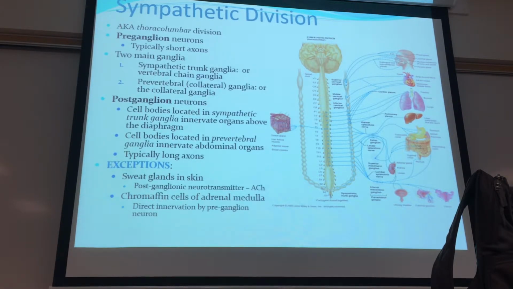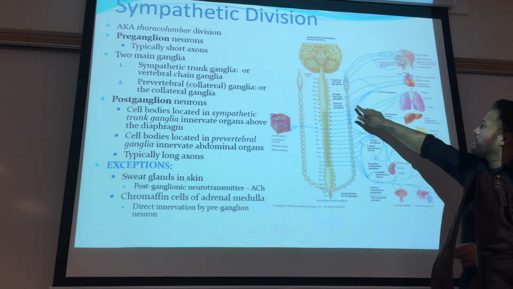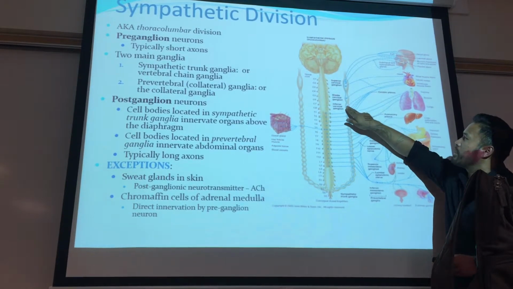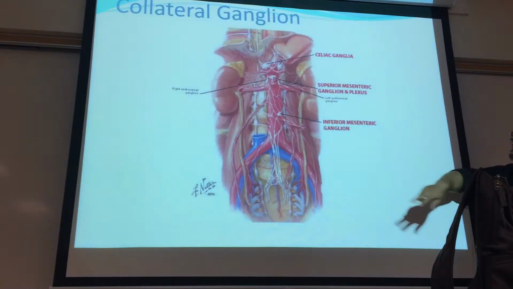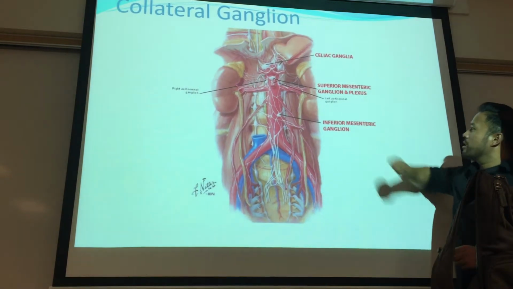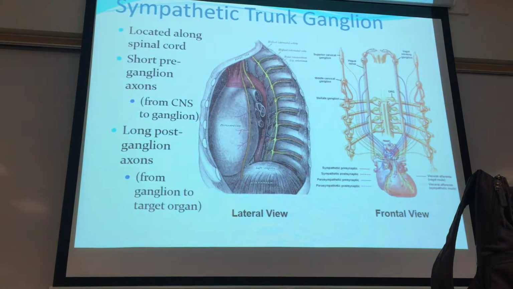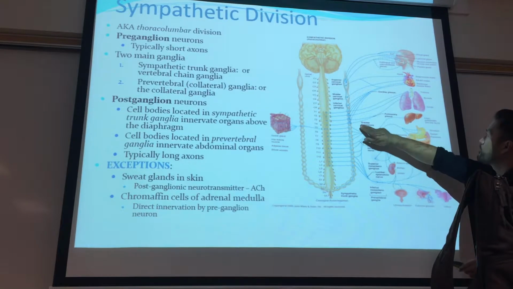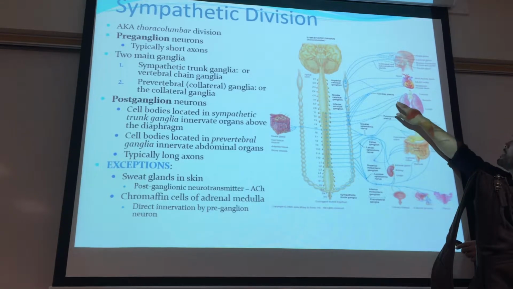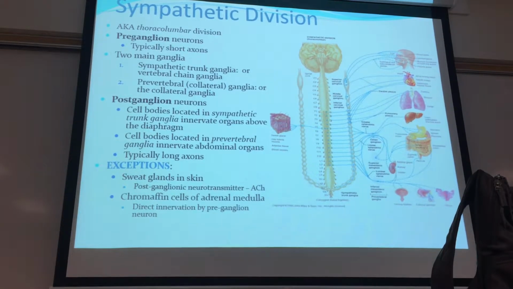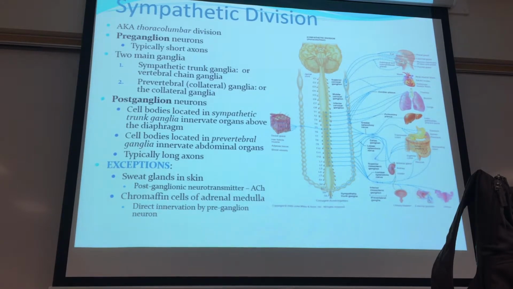So with that, like I mentioned, our postganglion neurons are going to travel the furthest. They're going from the sympathetic trunk ganglion or any of the other three collateral ganglia that travel out. And the postganglion neurons will travel the longest distance over to the target organs. So that helps describe what's going to be described in the next couple of slides.